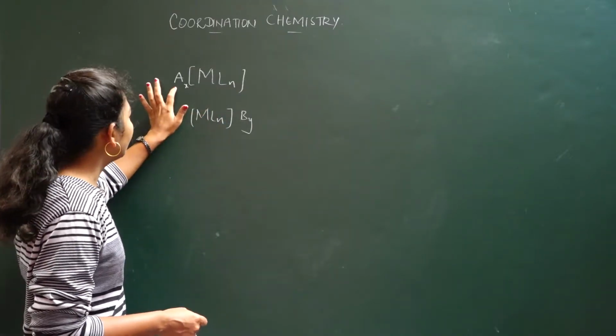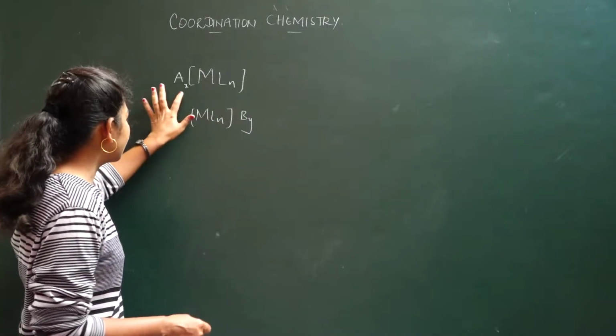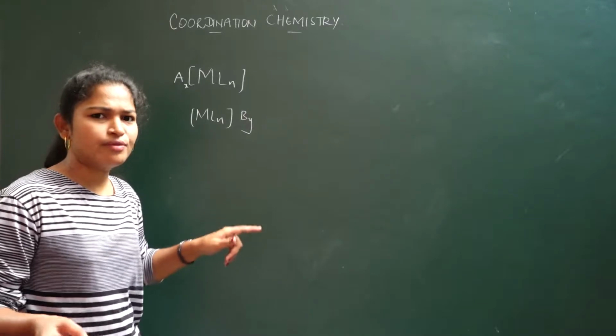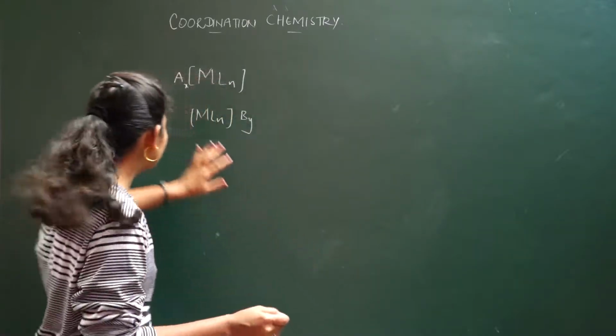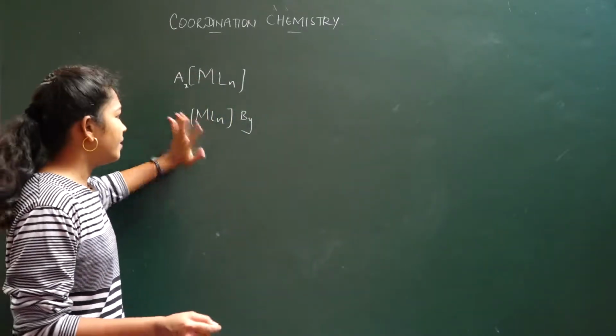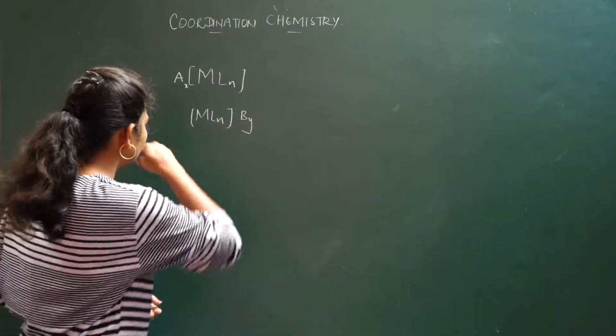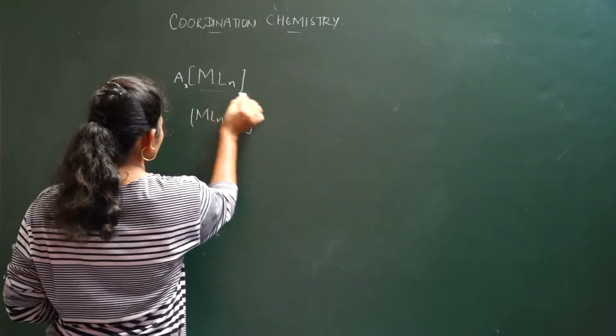And what is this here? Ax or By. Ax is a cation, By is an anion. That means whenever you want to write the cations, you have to write them on the left side, and whenever you want to write the anions, you have to write them on this side. So this is a general formula.